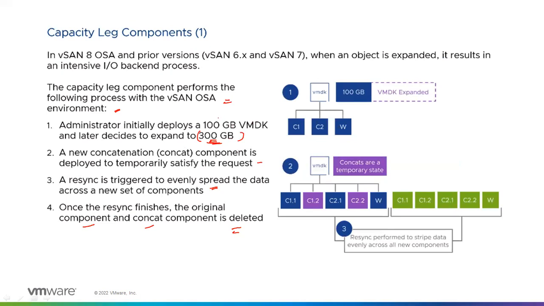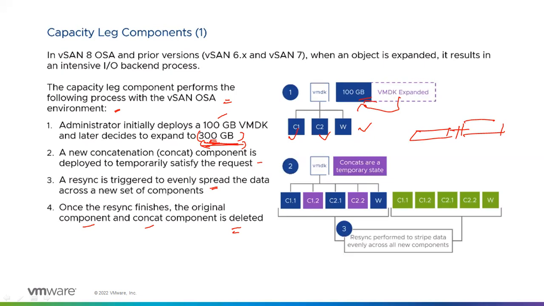Like earlier it was 100 GB, then later it was decided to expand to 300, which means 200 GB more data came in. Then a concat component is deployed temporarily, satisfying the requirement. Until the resync completes, it will not consume all of that space, the 100 GB plus 200 GB. By default, the layout is C1, C2, and the witness component.